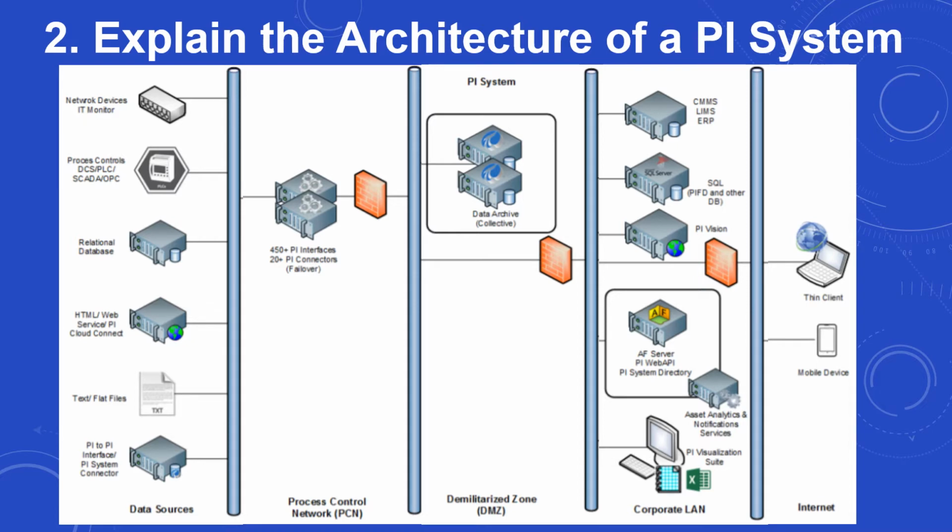The interface can be a single interface or a failover interface, and the data flows into the PI Data Archive. It can also be a single server or a data collective, and the data is stored in the PI Data Archive, which is in the demilitarized zone. From there, the data can be accessed through client applications like PI ProcessBook or PI DataLink. Also, through a thin client, PI Vision, the data can be accessed through the internet. This explains the architecture of a simple PI system.